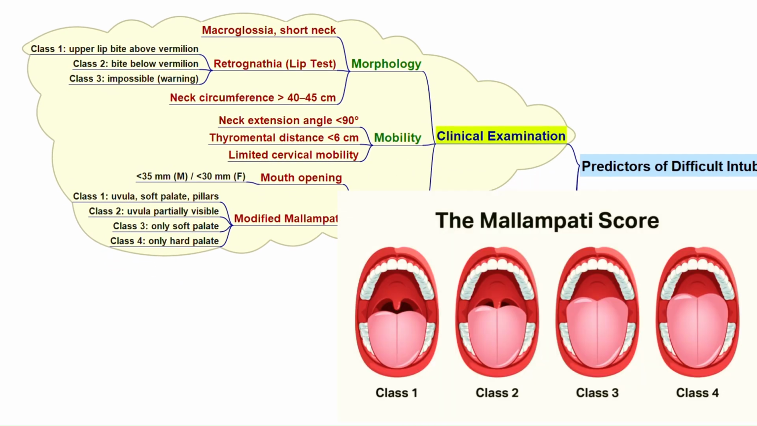the Mallampati score. For class 1, the soft palate and pillars are visible. For class 2, the soft palate is visible but the pillars are masked. For class 3, only the hard palate is visible. Classes 3 and 4 are considered criteria for difficult intubation.